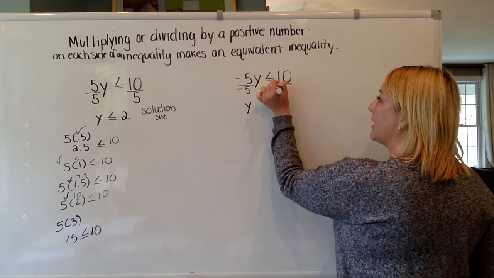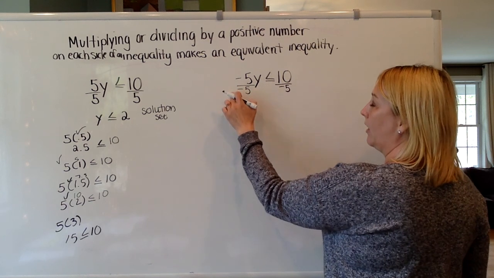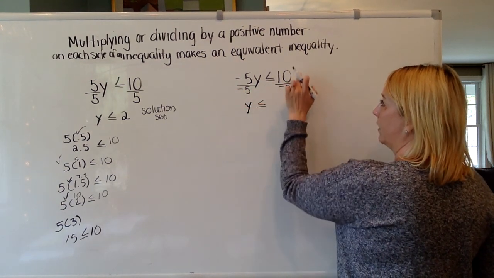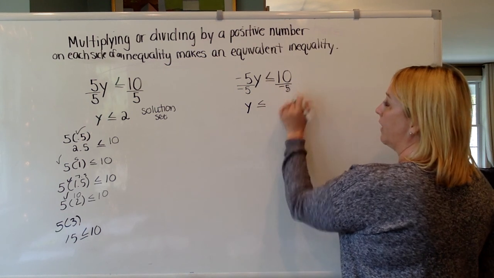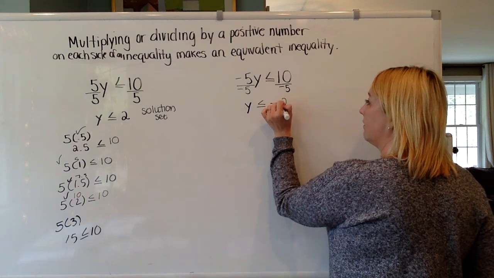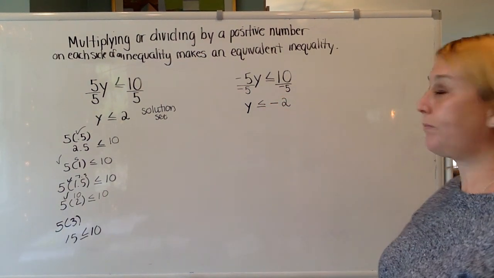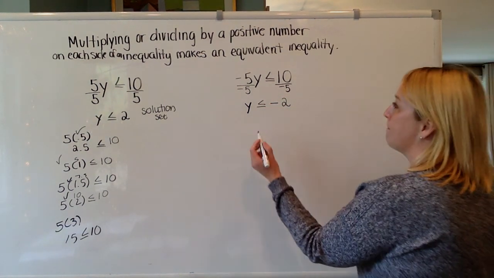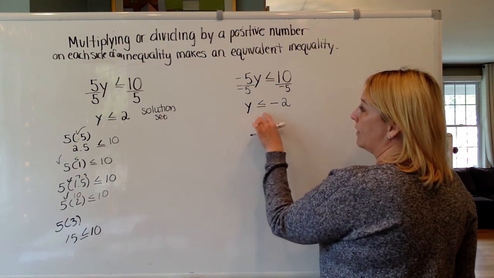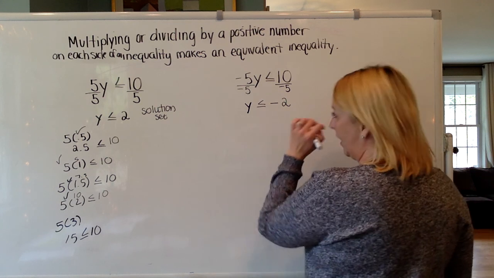If I'm dividing by negative 5 on the left of the inequality, I need to do it on the right of the inequality. So positive 10 divided by negative 5, a positive divided by a negative is a negative, and 10 divided by 5 is negative 2. So let's start plugging in the solution set. I need a y that is less than or equal to negative 2.